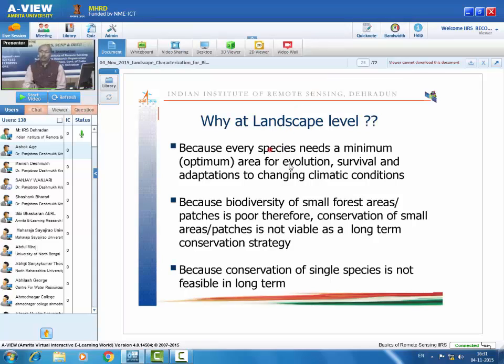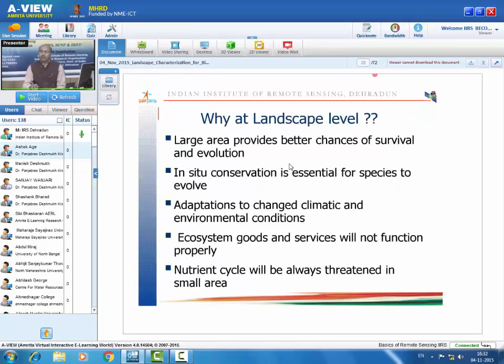I'll just highlight a few things, because every species needs a minimum area for evolution and survival and for adaptation, particularly to changing climatic conditions. Therefore, to consider all these things, we need to have a large area for conservation. Otherwise, it is not possible. And that's why we say single species conservation is not possible. We would like to have many species conserved, and then they all will be interacting and evolving. So evolution is taken care of.